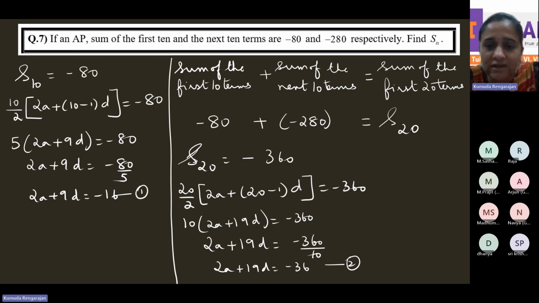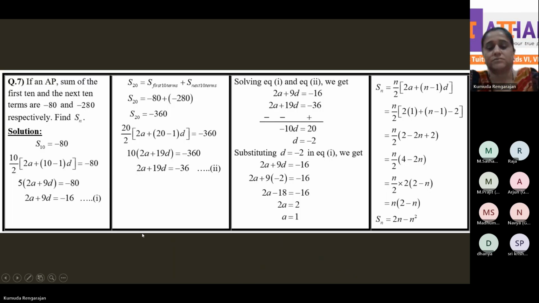So now S20 can be written as n by 2 of 2a plus (n minus 1) into d. So this gives another equation. Solve the equations to find the values of a and d. And then find Sn, formula n by 2, 2a plus (n minus 1) into d. So you're not substituting for n there. n is n. You'll only give the values for a and d. So 2n minus n squared.